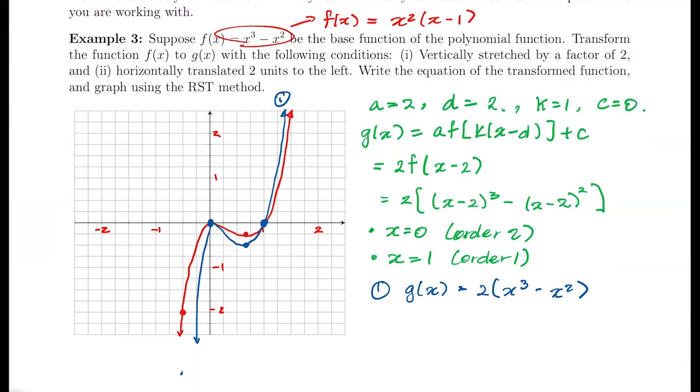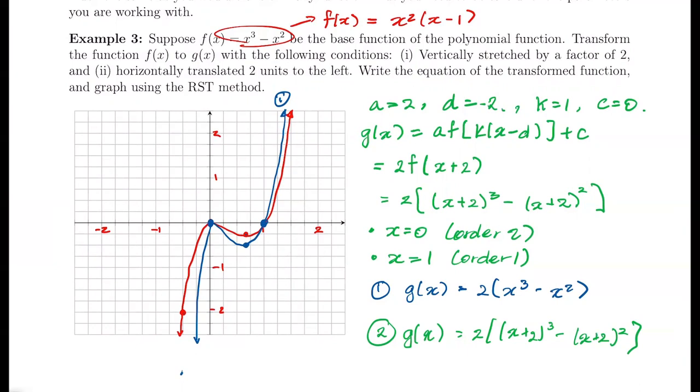And then the last graph here, we're going to apply the transformation. So we are going to sketch g of x. It's going to be 2 times x minus 2 to the power of 3 minus x minus 2 squared. So we're going to translate it 2 units to the left, actually. So that should be a plus instead. So plus, plus. All right. Plus here. Yeah, there we go. So 2 units to the left.